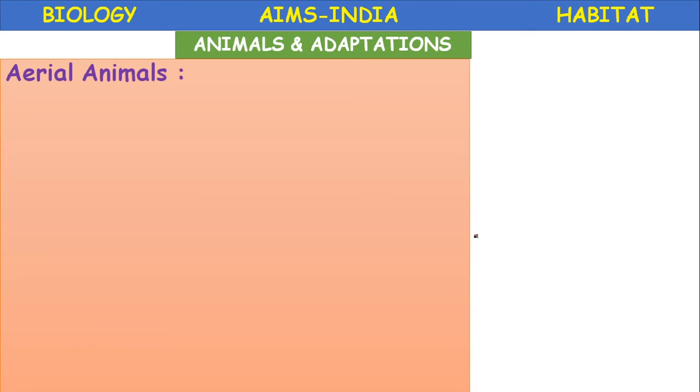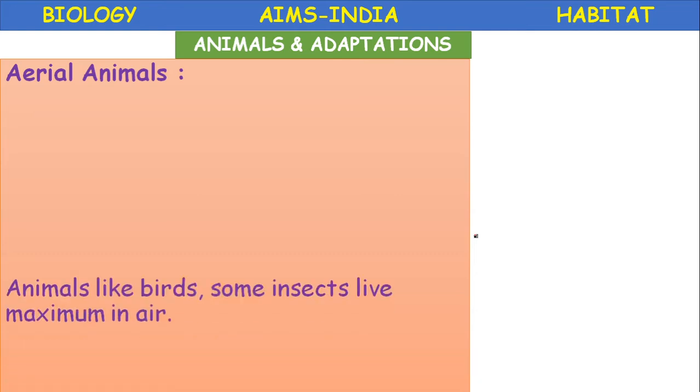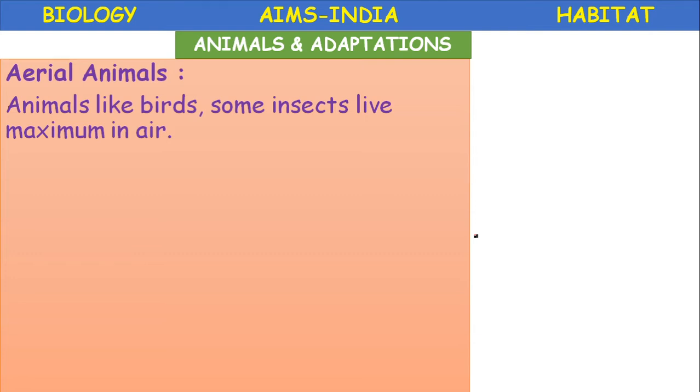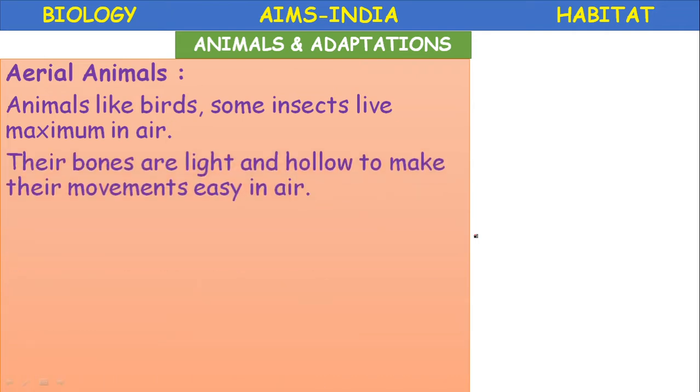Okay, aerial animals. What are aerial animals and what are the adaptations seen in these aerial animals? The animals like birds and insects spend maximum life in air. Such animals are called aerial animals. You might have seen different types of insects. They may walk, they jump, they fly. Some of the insects will swim, hop, or crawl.